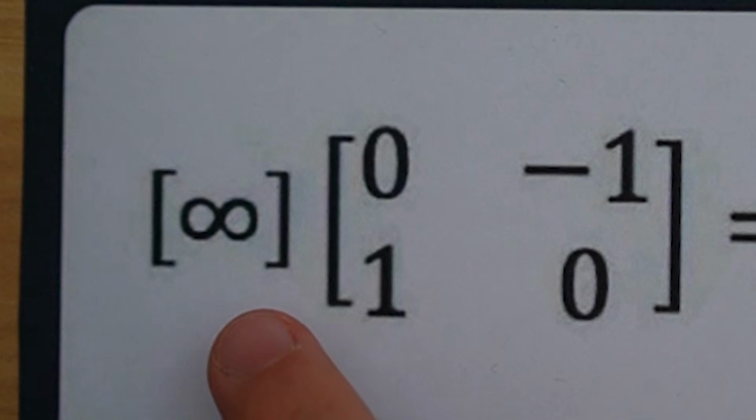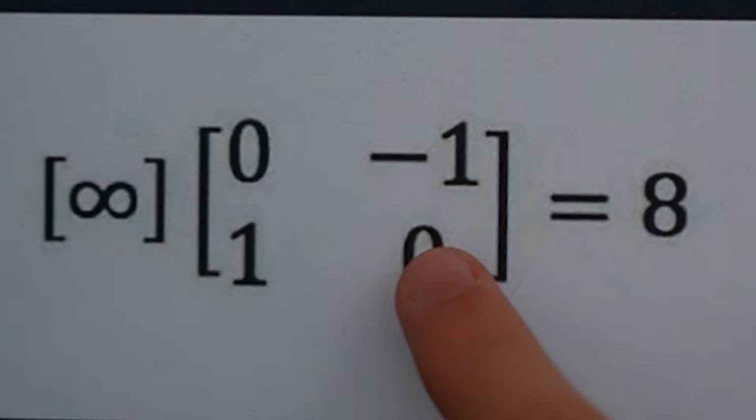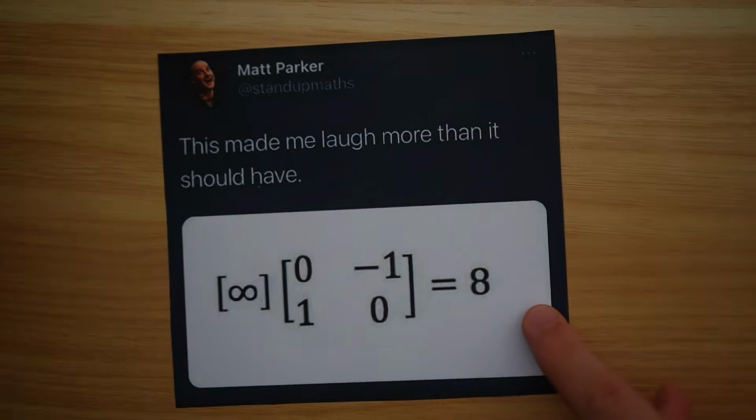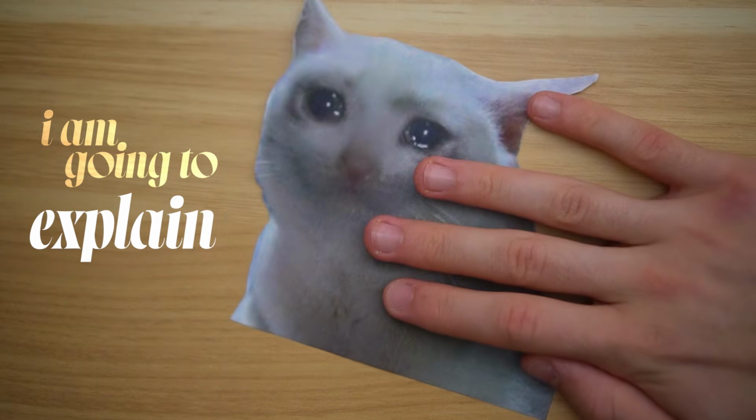This made me laugh more than it should. You've got infinity times this kind of 2 by 2 grid of numbers equals 8. So what does this actually mean? Well, really, what Matt Parker is telling us here is that he's a nerd. So in this video, I'm going to explain what it actually means so that instead of crying, you can actually laugh along like Matt Parker.